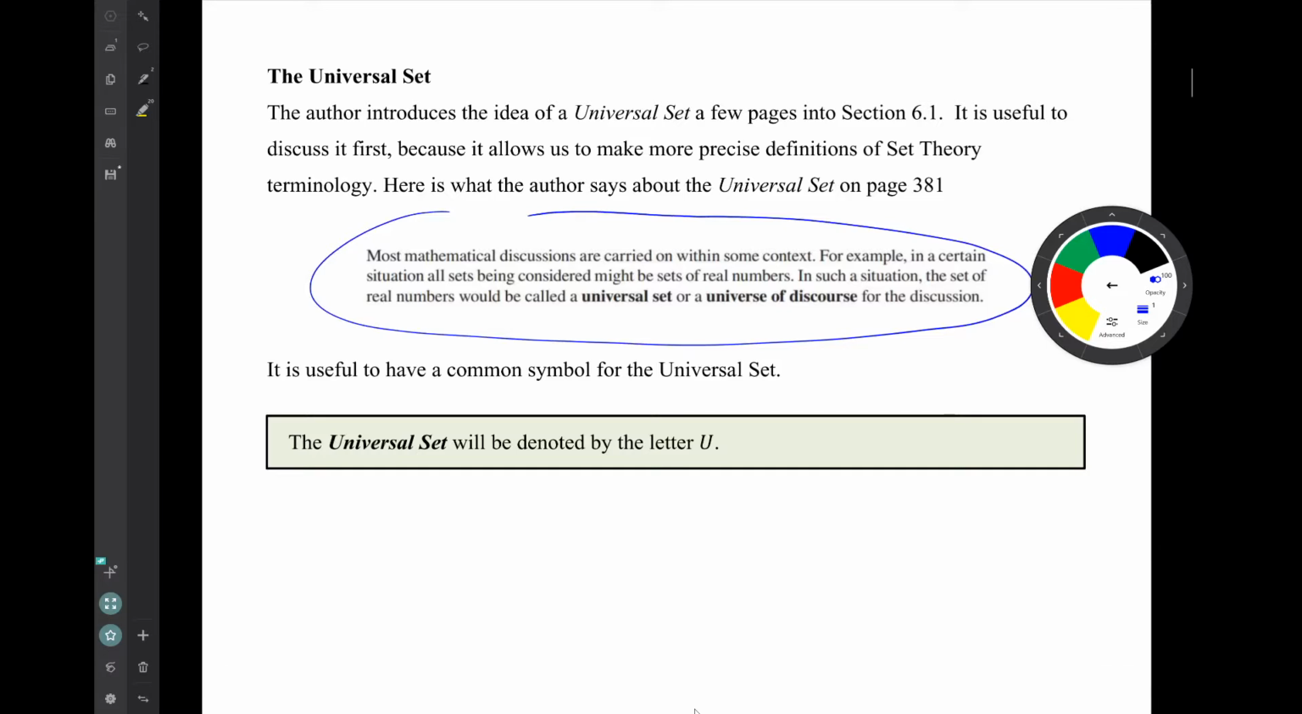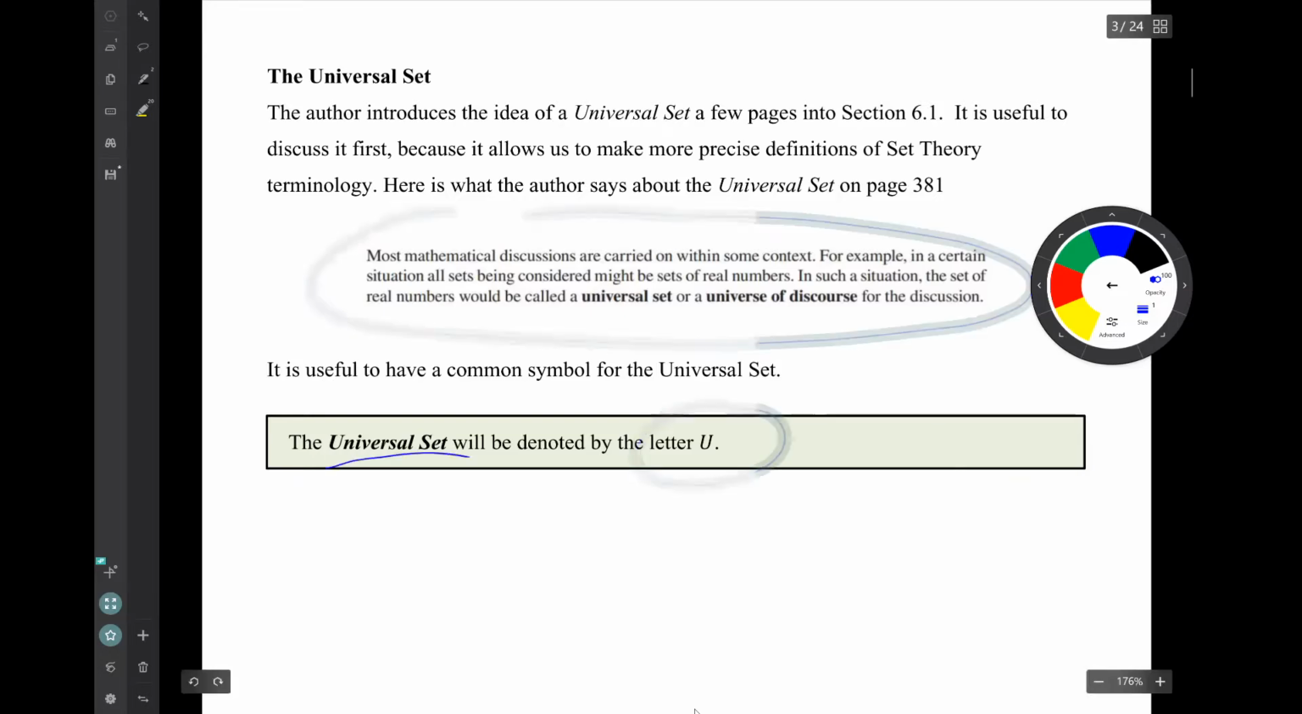Most mathematical discussions are carried on within some context. For example, in a certain situation, all sets being considered might be sets of real numbers. In such a situation, the set of real numbers would be called a universal set, or a universe of discourse for the discussion. So that's all kind of vague, but we'll have a symbol for the universal set. We're going to denote it by the letter U.